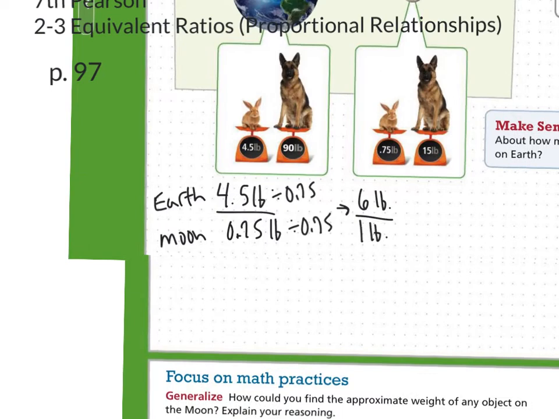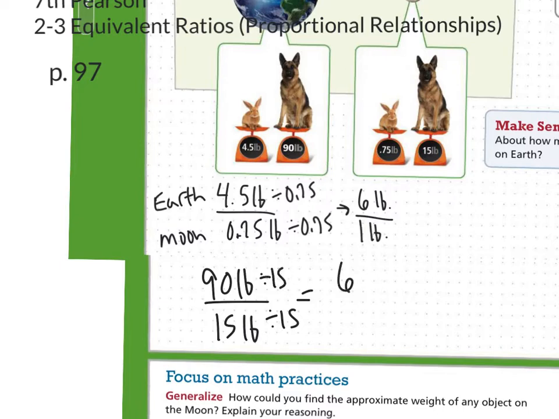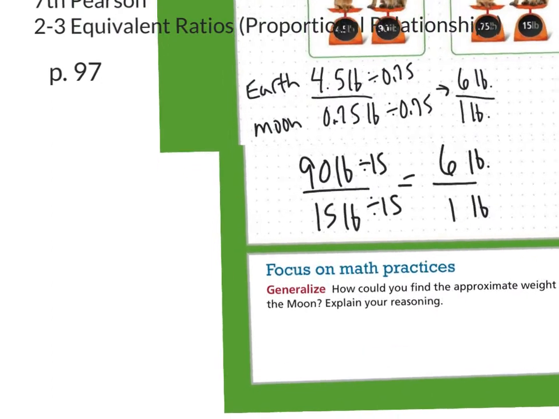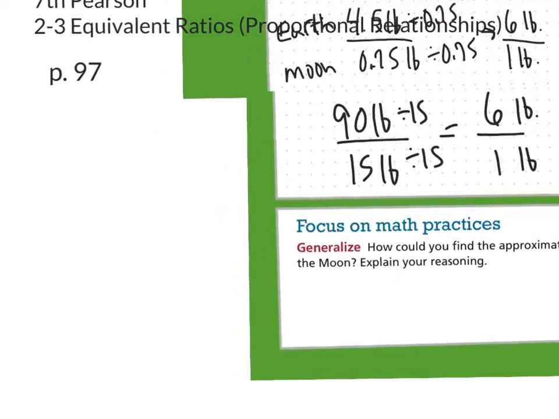And we can see for the German Shepherd, similar idea. So 90 pounds on Earth for 15 pounds on the moon. If we divide both of those by 15, that would be 6 over 1 as well. So 6 pounds on the Earth for 1 pound on the moon. So once we get to that point, we could try to think about how heavy a cat might be.